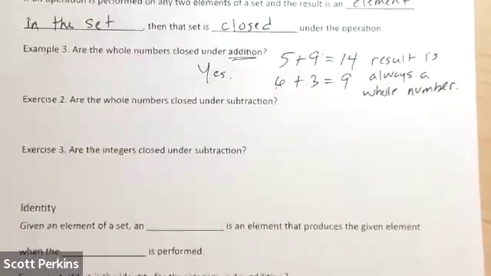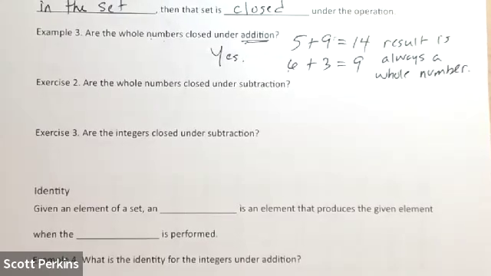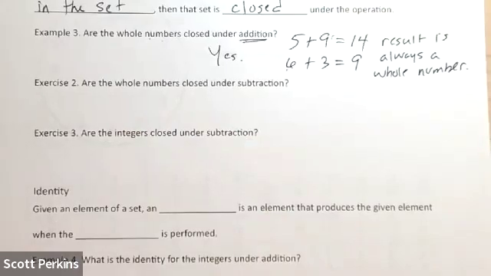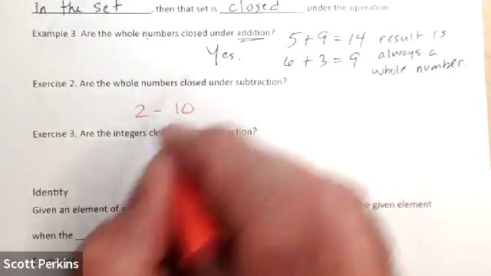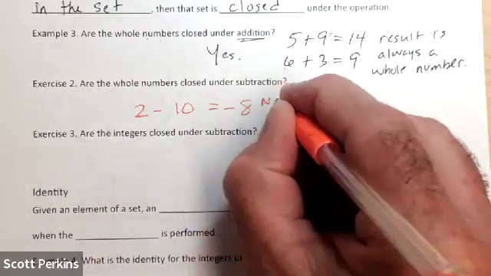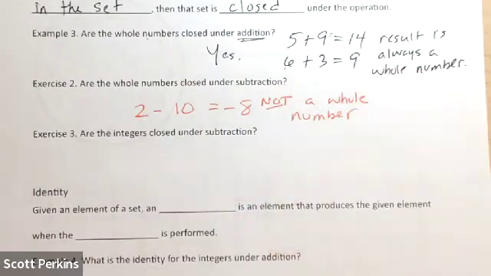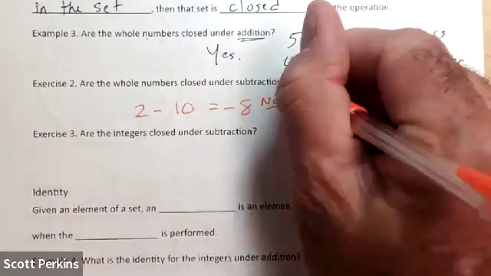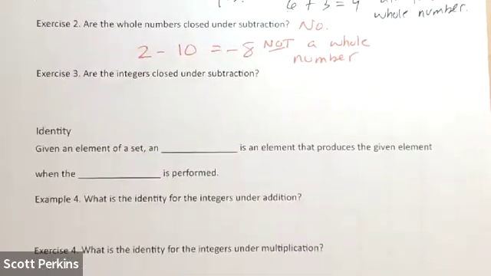All right, so hopefully you have taken the time to think about that. Remember, that's what it means to learn, is to think and to process and meditate on these things. So are the whole numbers closed under subtraction? Well, let's see. I take 2, that's a whole number, minus 10, that's a whole number. 2 minus 10 is negative 8. Negative 8 is not a whole number. It's an integer. So are the whole numbers closed under subtraction? No, because there is a possibility that when I subtract 2 whole numbers, I get something that is not in the set.